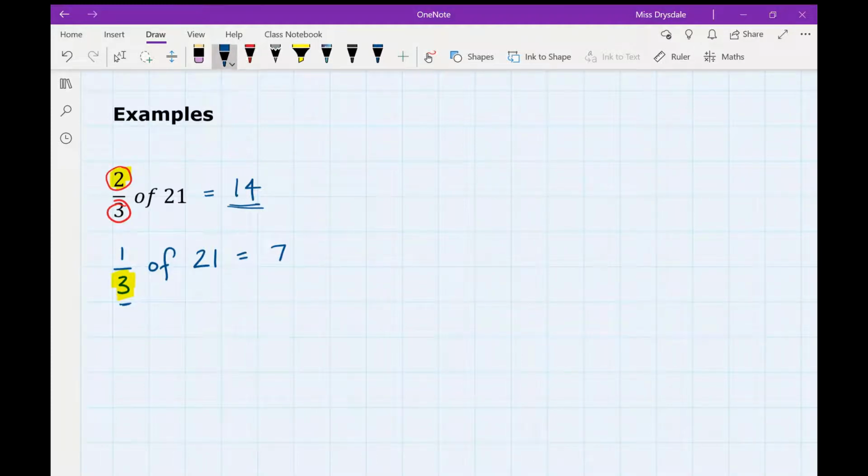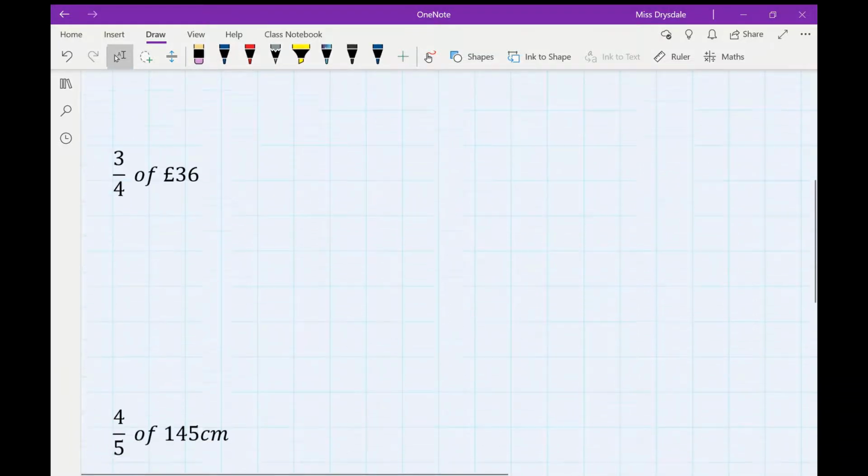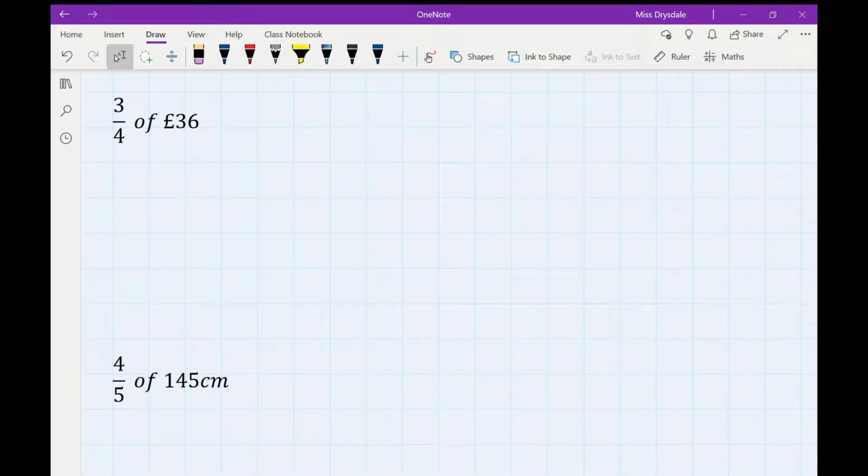So let's use that with a second example. Okay, so let's find 3/4 of £36. Our first step, we are going to find out what 1/4 of 36 is. And to find 1/4, you're going to divide by 4. So 36 divided by 4 is 9.